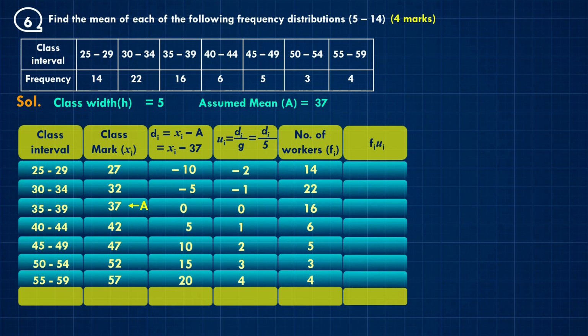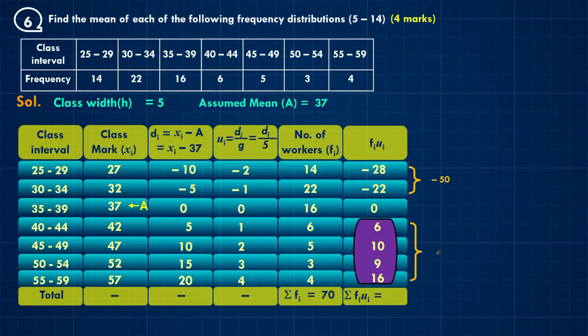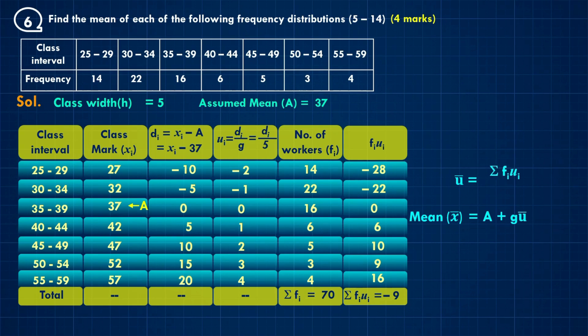Now we need to calculate fi ui. So we filled out all the values of fi ui. Now do the summation of fi and we will get the summation of fi ui. First calculate the negative part, then the positive one. So the mean is equal to A plus G into U bar, where U bar is equal to the summation of fi ui divided by the summation of fi, and G is the GCD of all the di.